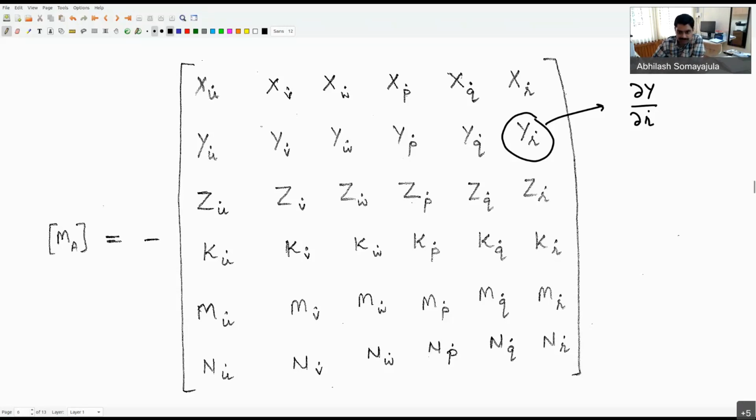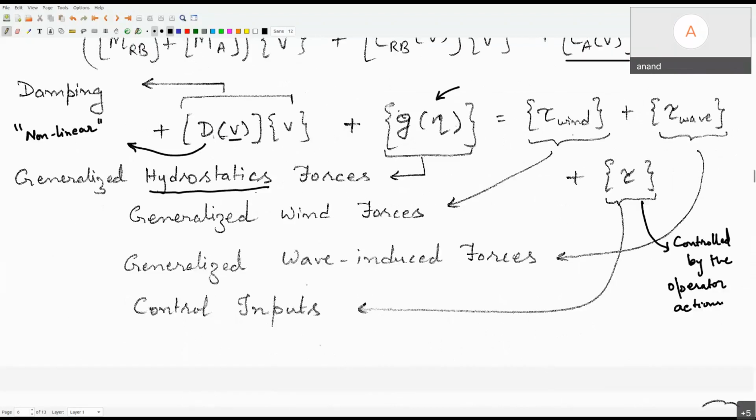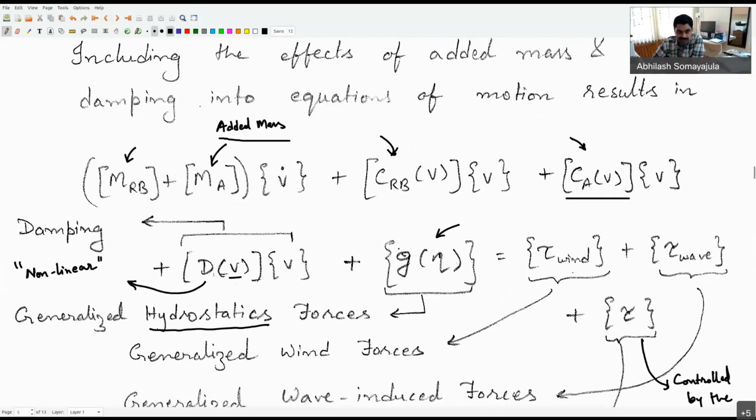Yes, sir. What's not making sense? I'm trying to figure out what happened after this slide. You're trying to figure out what happened in this slide, when I show this matrix. Correct. I'm talking about the so-called added mass matrix here.